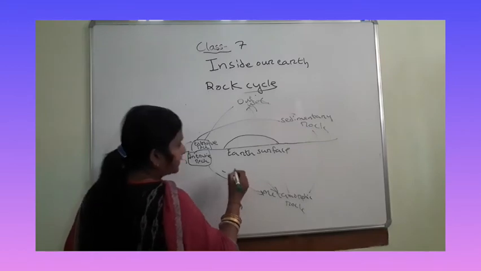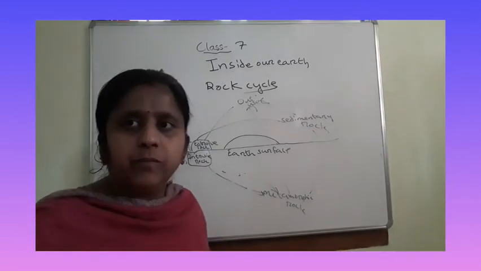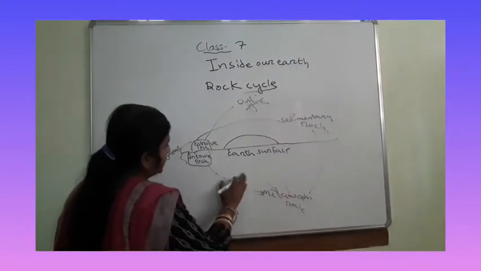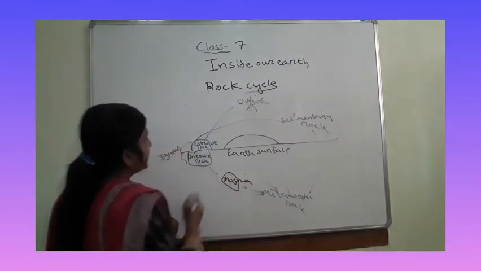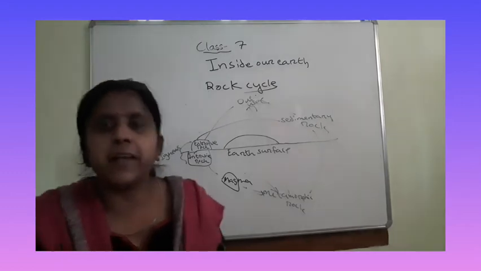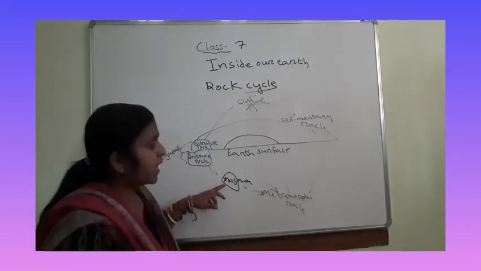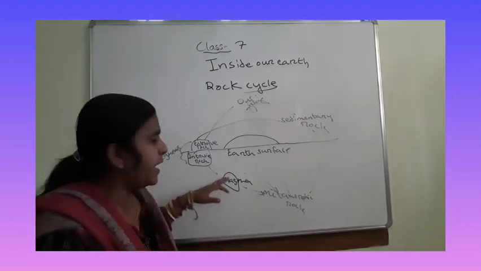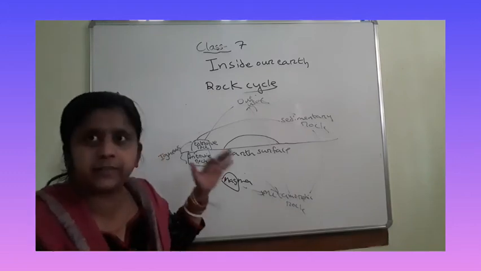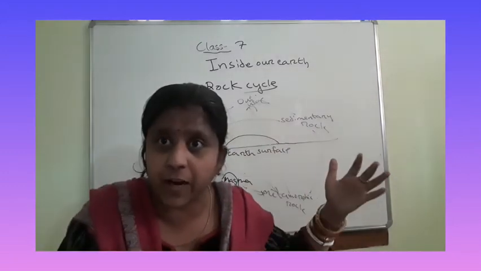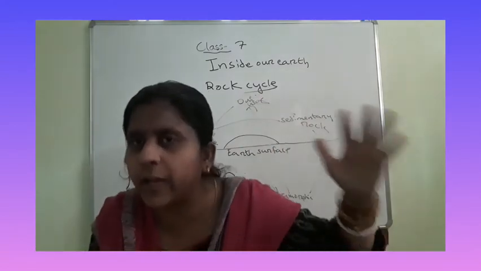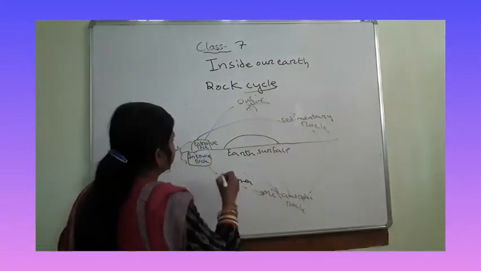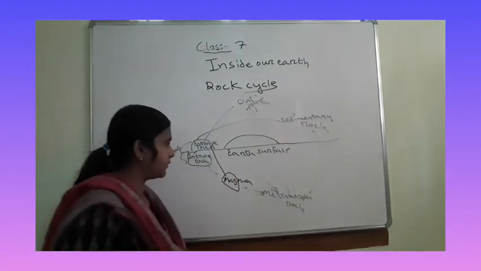Here, this molten magma. See children, what happens here? This magma, children, when it comes to the earth's surface, it solidifies, it cools down and forms extrusive igneous rock.